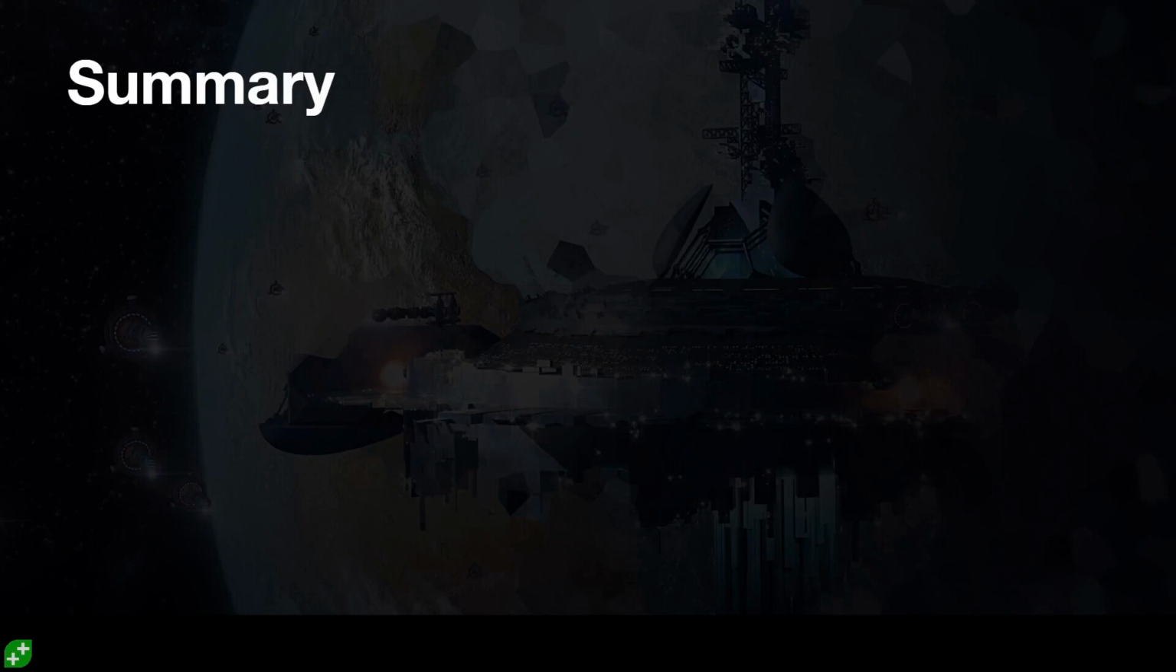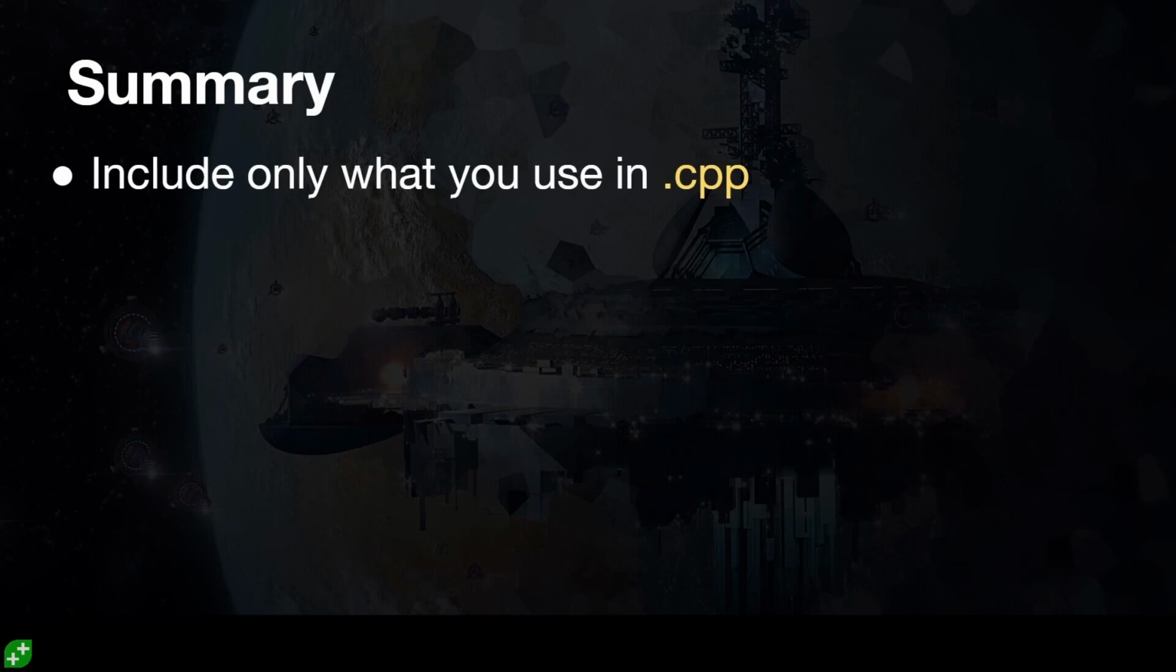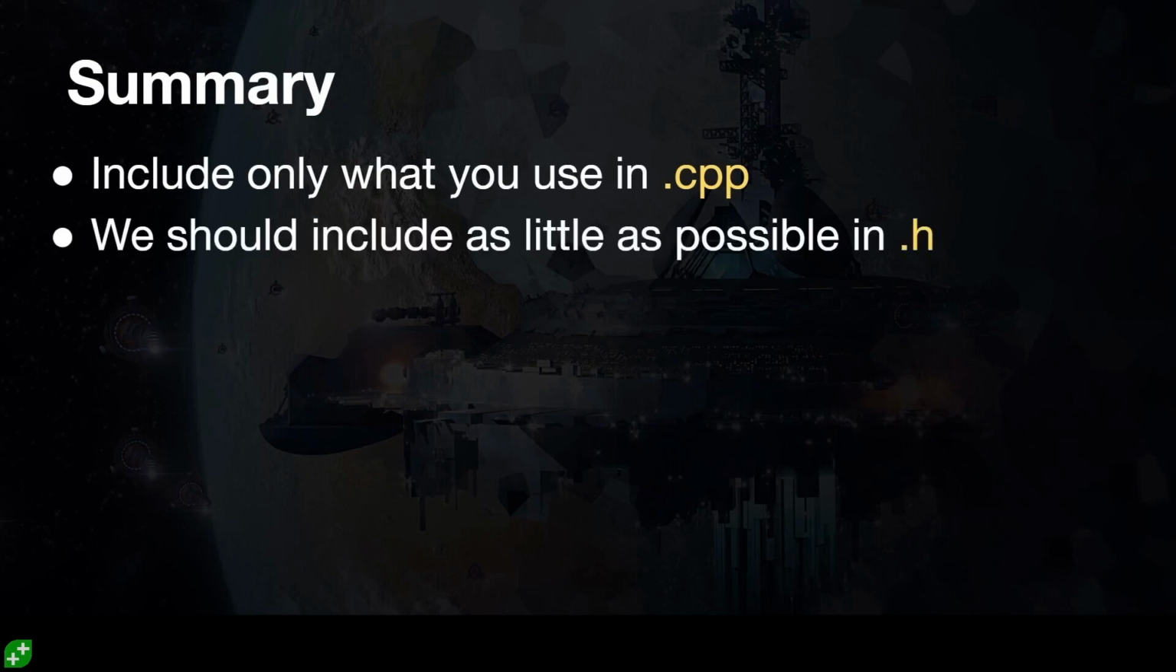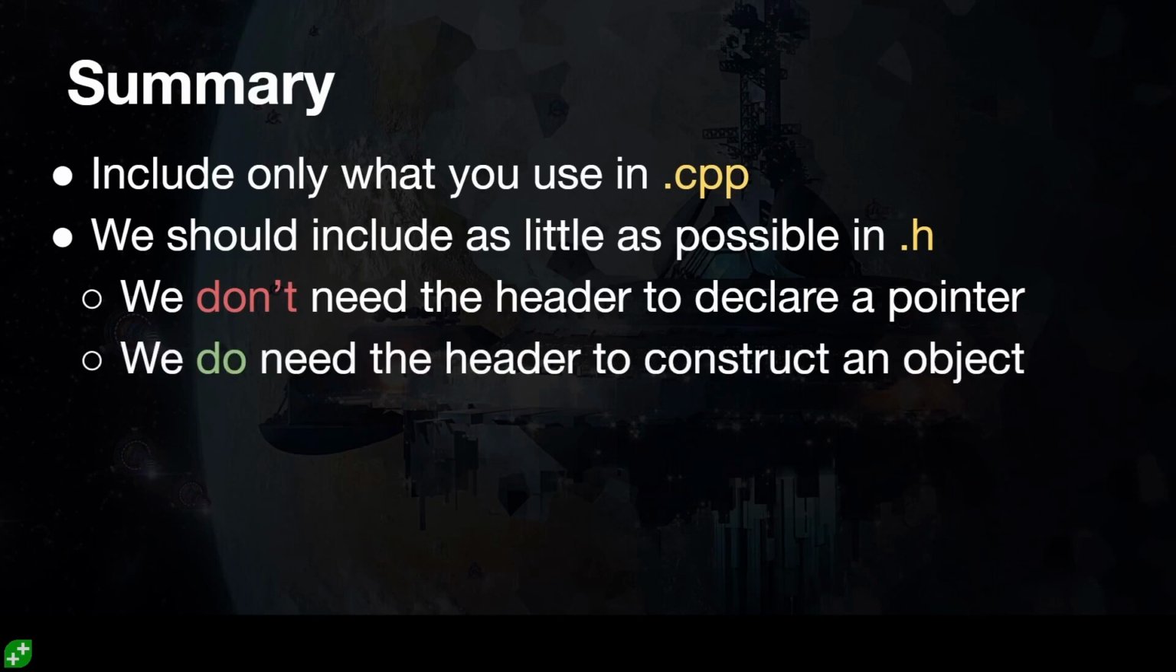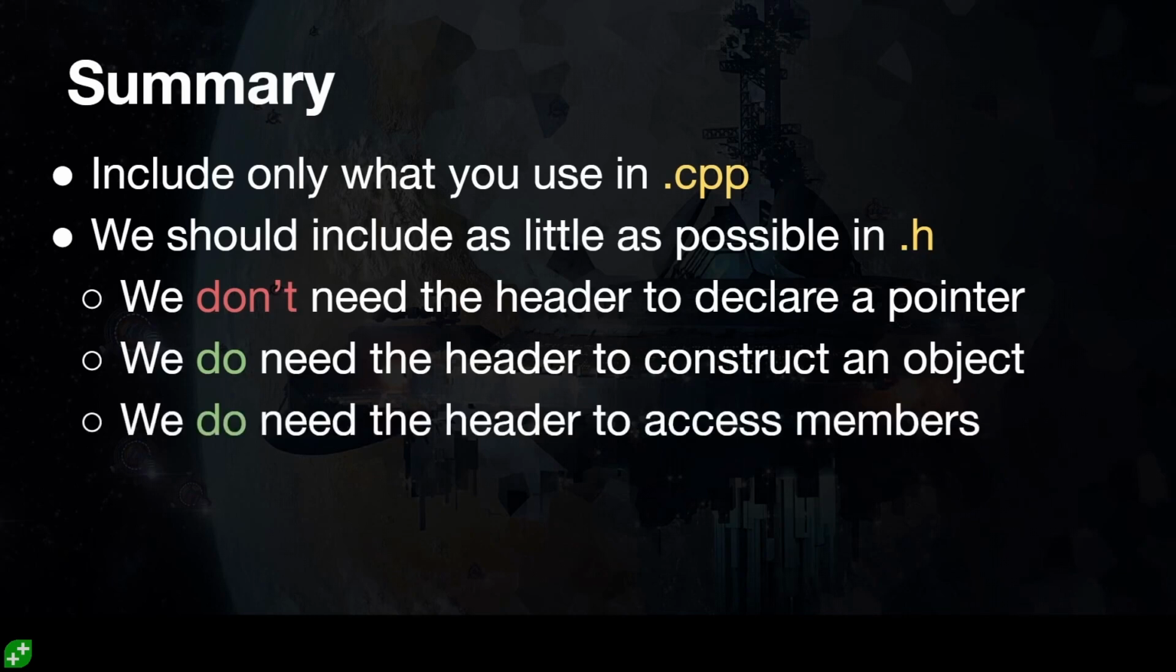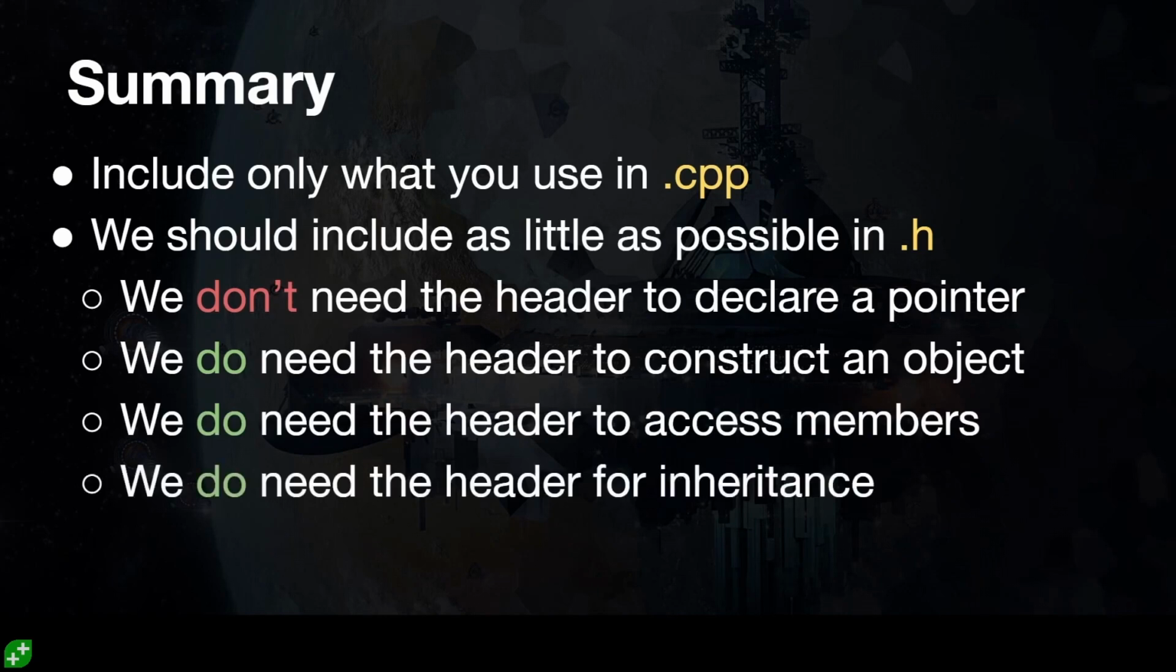So in summary, we discussed forward declaration when creating a new pointer, and we learned that you should only include what you use in the .cpp file, and we should include as little as possible in the .h file. We know that we don't need the header file to declare a new pointer as long as we forward declare, and that we do need the header file if we're going to be constructing an object of a particular type, and we do need the header file to access members like functions and variables. And we saw that we actually do need the header file for inheritance. If we're inheriting from a class, we need that header file there.